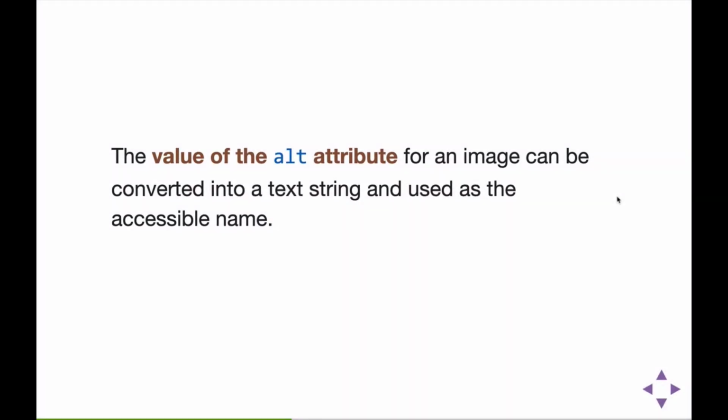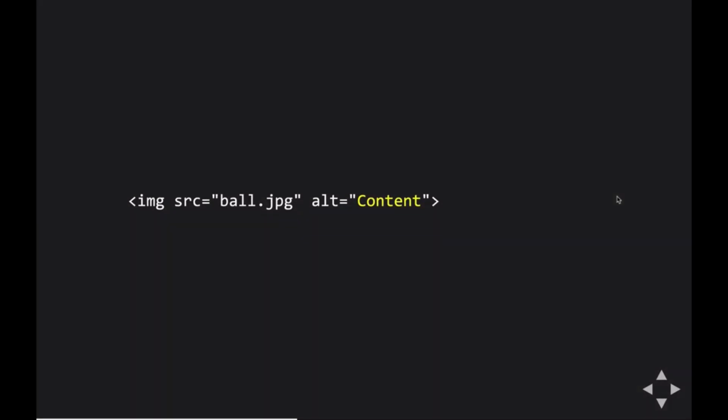The value of the alt attribute for images can also be converted into a text string and used as an accessible name for the image element. So here we have an image element in code. Source equals ball.jpg, alt equals content. That content becomes the accessible name for the image element.